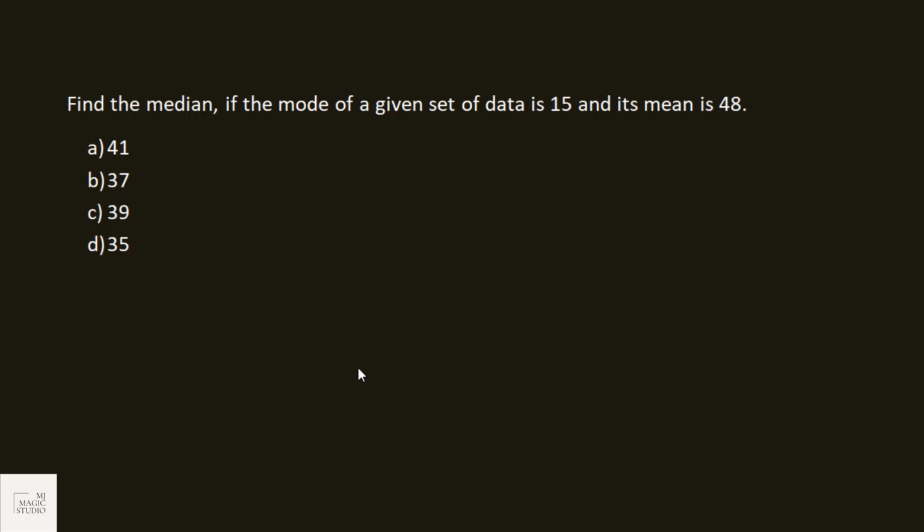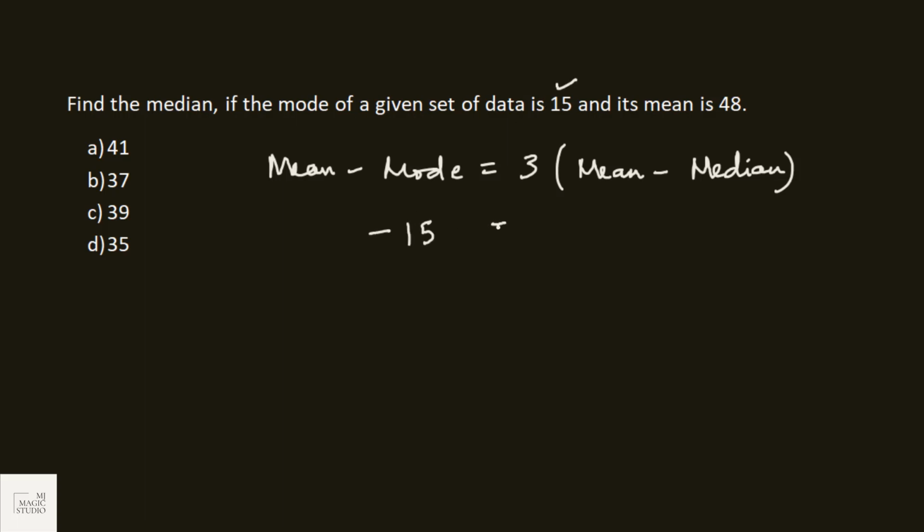We have seen few questions from statistics also in this mathematical ability round. So I have taken up few questions from statistics. And for any asymmetrical distribution, the relationship between mean, median, mode is given by an empirical formula which says mean minus mode equals thrice mean minus median. Find the median, if the mode is 15 and mean is 48.